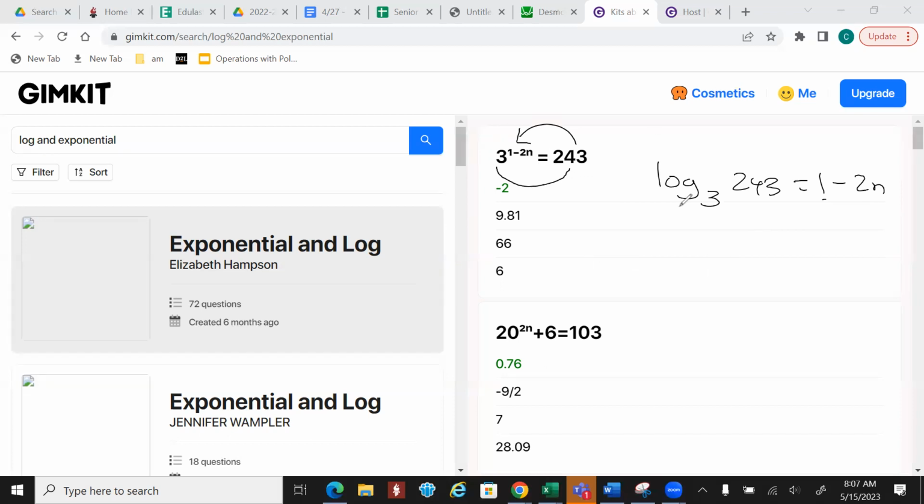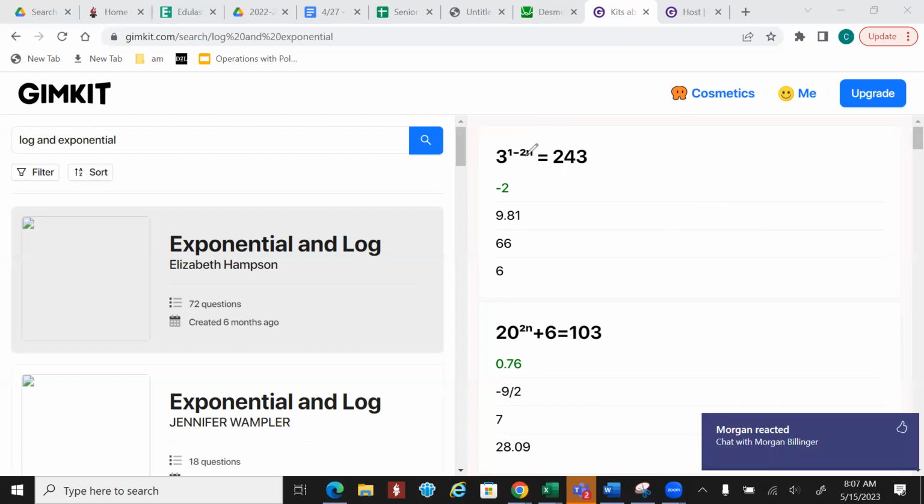Hey, you listening? I'm trying to give you cheat codes. You could also take all these options and plug in for n. You could say 3 raised to the 1 minus 2 times -2. And when you plug that in, you should get 243. That's amazing. Use the cheat codes, guys.